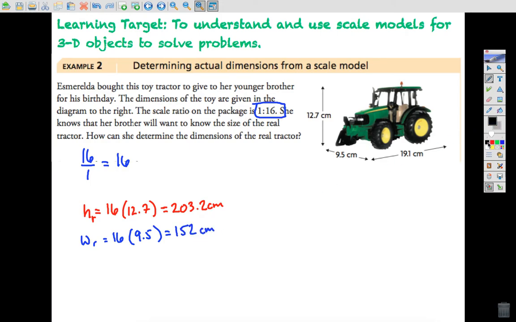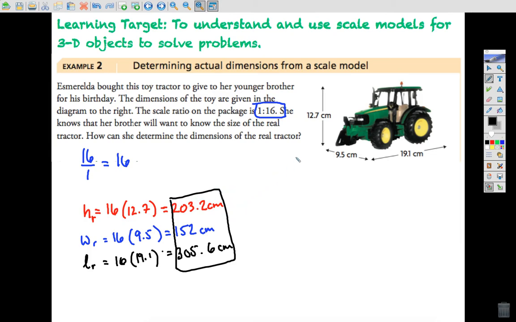And then lastly, we'll look at the length of the real tractor. And we've got 16 times 19.1. And that comes out to be 305.6. And those are all in centimeters. If you wanted to convert them to meters, you could do that. It doesn't say anything about that on the actual problem. So literally, here are the dimensions of the actual tractor we would expect to get.